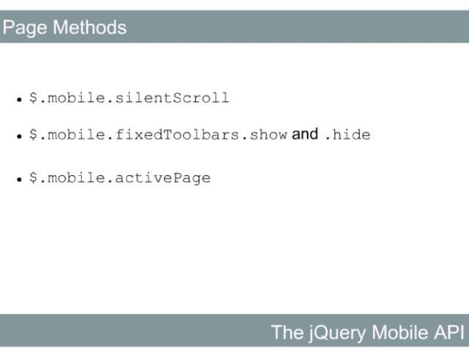In addition to that, there's a couple of other methods that you can use. There's silent scroll, which you just basically give a pixel value, and it will scroll the page to that point. And it's silent because it doesn't trigger the scroll events that we just talked about. So it gives you an opportunity to work around those things. If you have toolbars, we talked a little bit about toolbars in the last webcast. You can manually show and hide them this way if you want. So you can change the interaction that way, or work with them manually if you need to. And then you can also get a reference to the currently active page using the active page method if you want to, and access it that way.